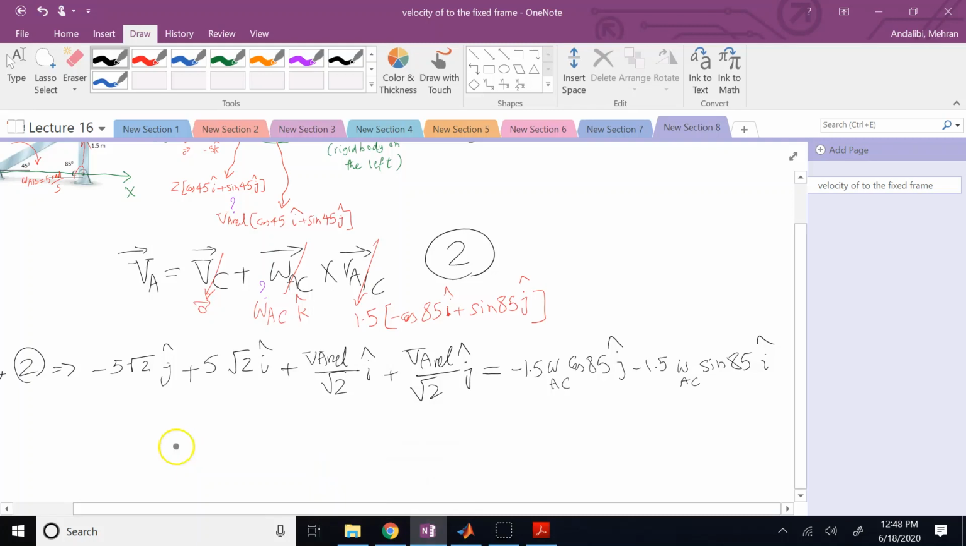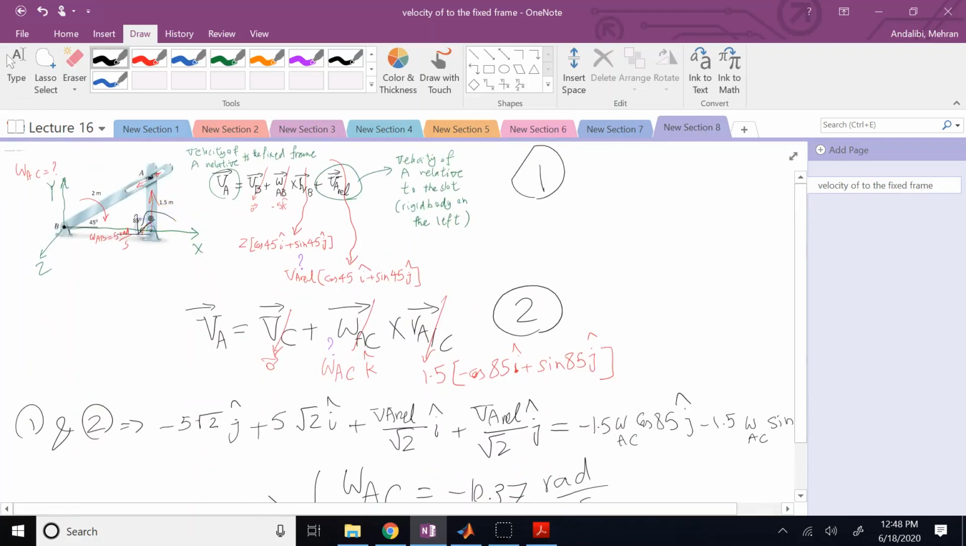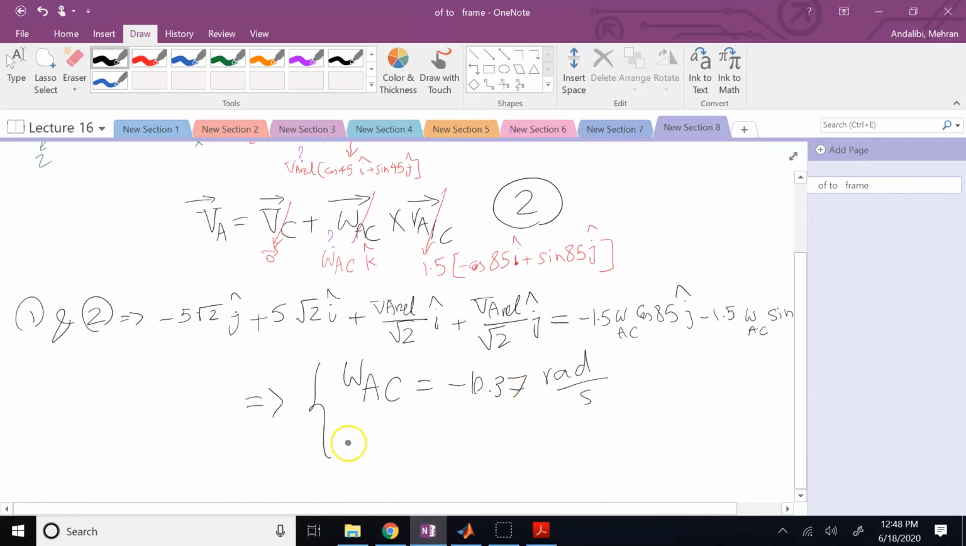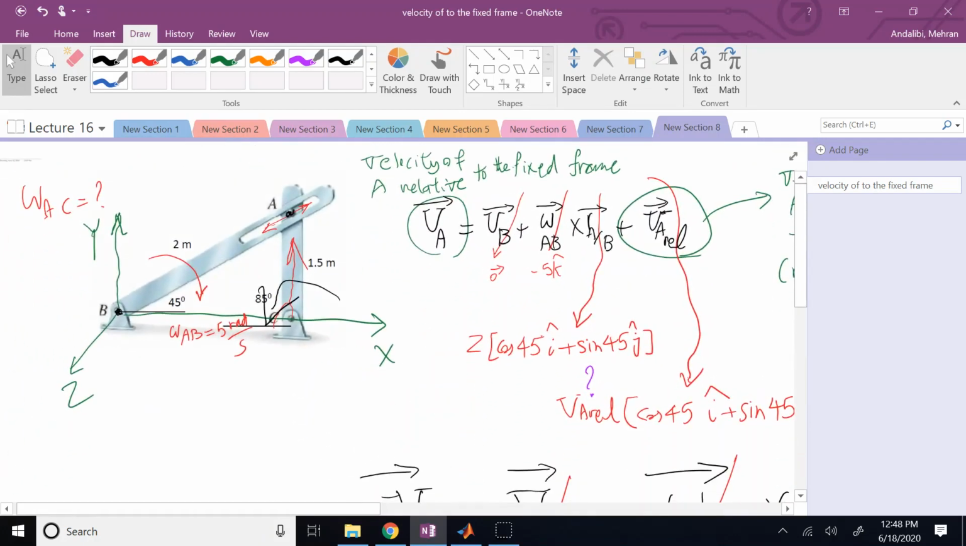1192. Okay, so from here, if you solve, omega AC, which was your interest quantity, is negative. Negative means it is clockwise. So this member also would go clockwise with that omega. And then VA relative, you find it to be 1192 meters per second. So point A relative to the slot is moving in the positive direction of unit vector.